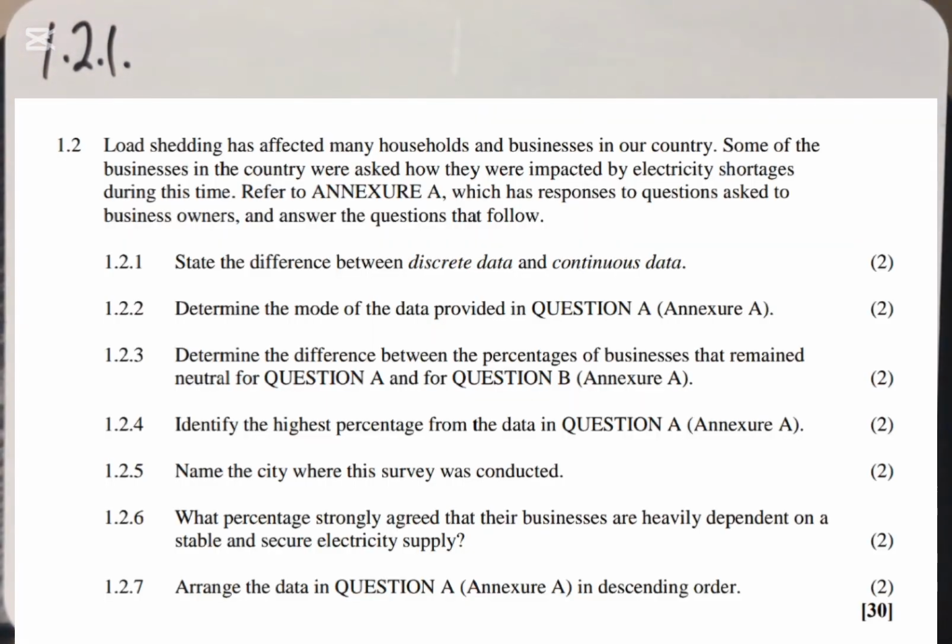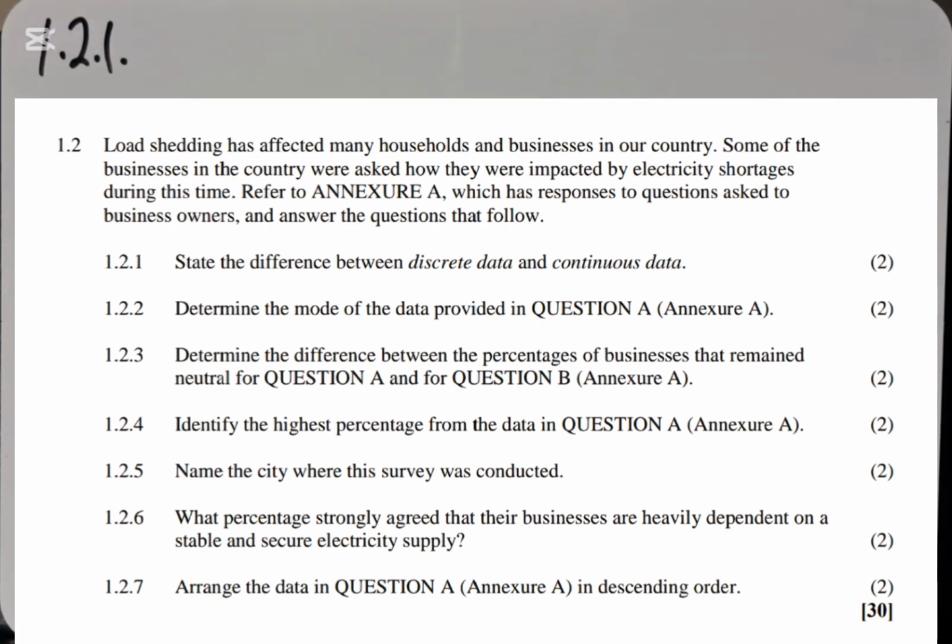The next question is 1.2.1. It says, load shedding has affected many households and businesses in our country. Some of the businesses in the country were asked how they were impacted by electricity shortage during this time. Refer to Annexure A, which has responses to questions asked to business owners, and answer the question that follows.